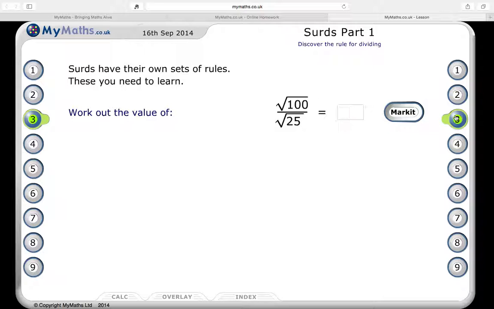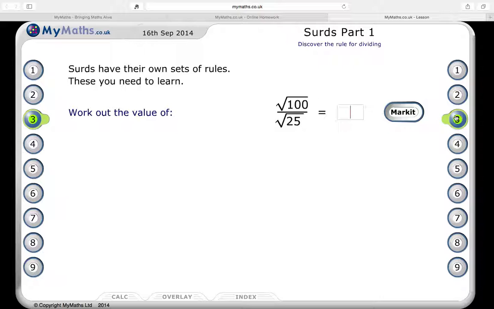Now, surds have their own sets of rules, these you will need to learn. Work out the value of root 100 over root 25. Now this works pretty much the same as the first rule, in that you can put them together. If you imagine root 100 divided by root 25, it's the same as saying root 100 over 25, rather than root 100 over root 25, which is a bit annoying.